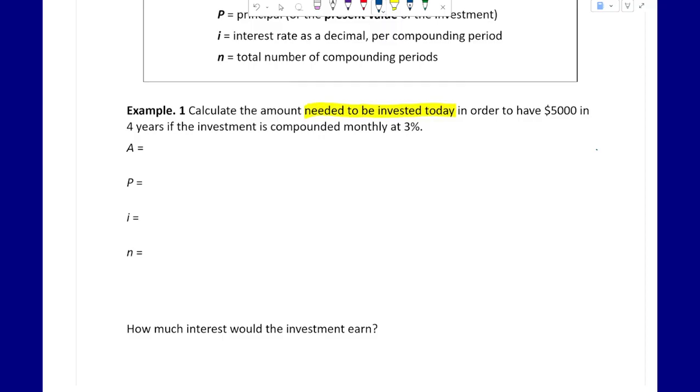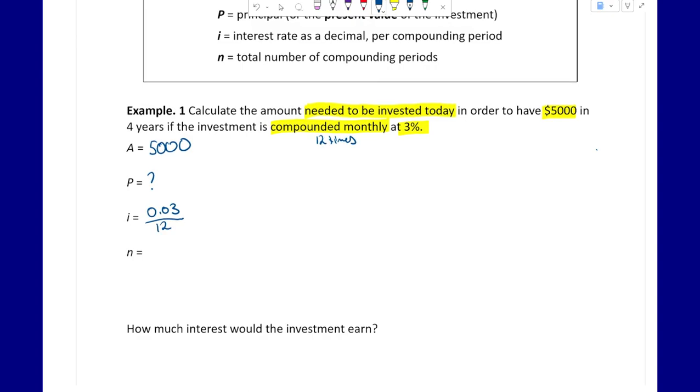So first, we need to figure out what variables we have. Do we have the future value? We do. We know we want to have $5,000 in 4 years. So our A is 5,000. Our P, the principal, we don't know. That's what we're trying to calculate. Our i value, we do have our rate. It is 3%. But again, for compound interest, we have to take that percent as a decimal, 0.03, and divide it by the number of compounding periods, which in this case, it says compounded monthly. So that means 12 times.